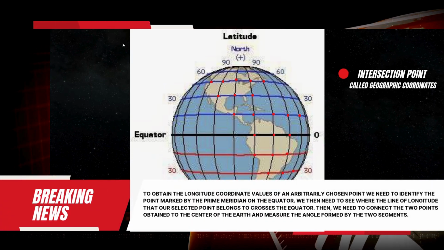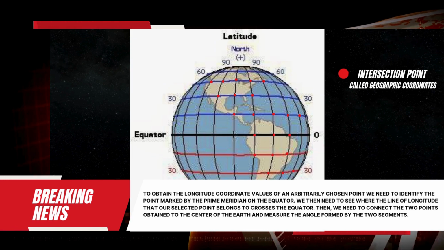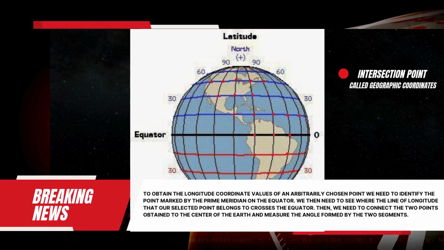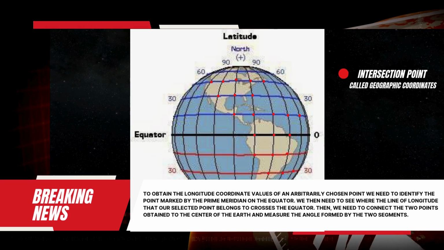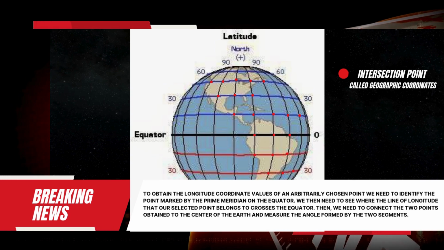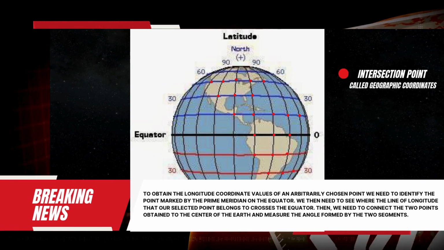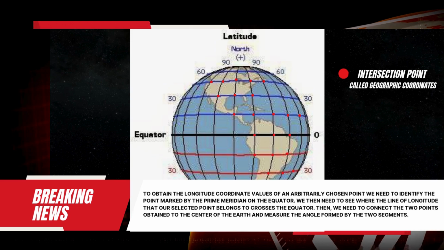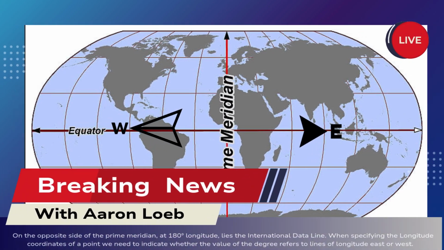To obtain the longitude coordinate value of an arbitrarily chosen point, we need to identify the point marked by the prime meridian on the equator. We then need to see where the line of longitude that our selected point belongs to crosses the equator. Then, we need to connect the 2 points obtained to the center of the Earth and measure the angle formed by the 2 segments on the opposite side of the prime meridian.